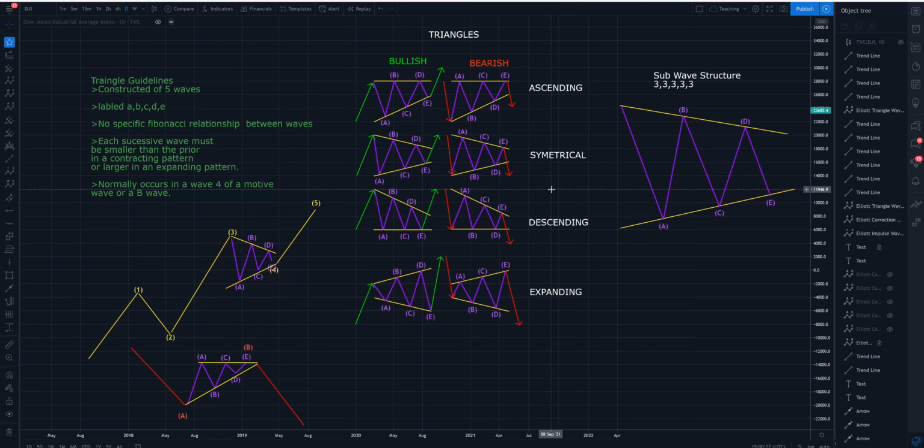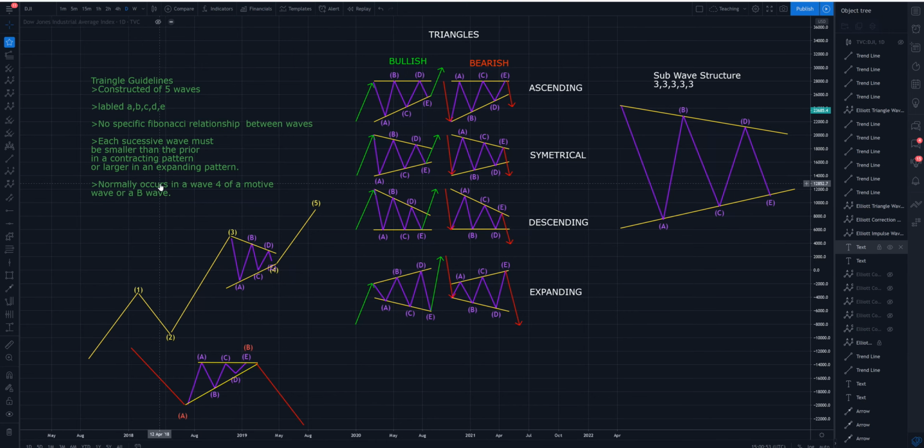Now, like I said, although there may be a statistical bias between which triangle occurs in the trend, you must keep an open mind that any kind of triangle can occur. So, you now understand how the bullish pattern and the bearish patterns play out inside of these different triangle structures. So let's have a look at our next rule.